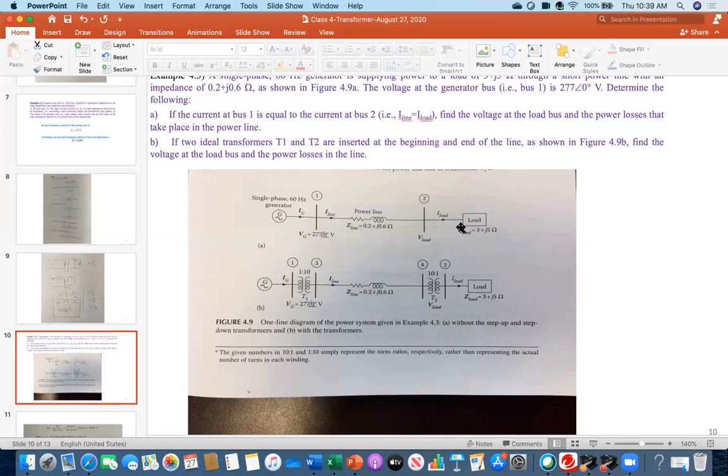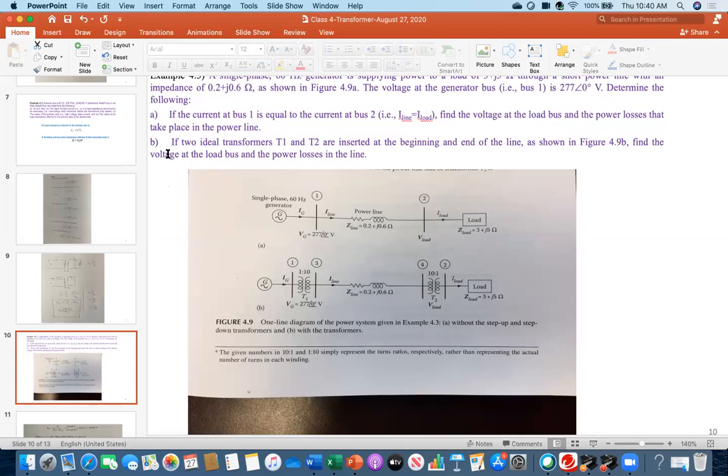Because the load impedance is given, if you can find the I load value, you just multiply I load with Z load. That will give you the V load. And soon we will be doing that. But the second part is complicated.